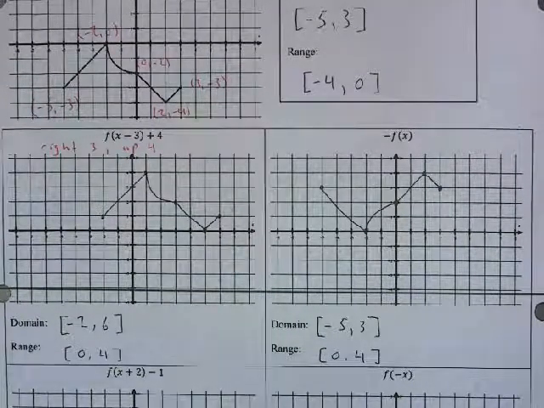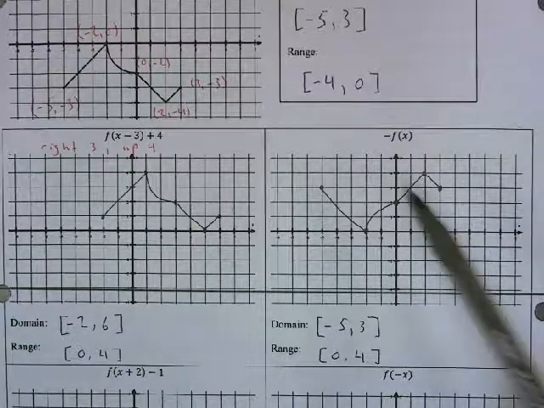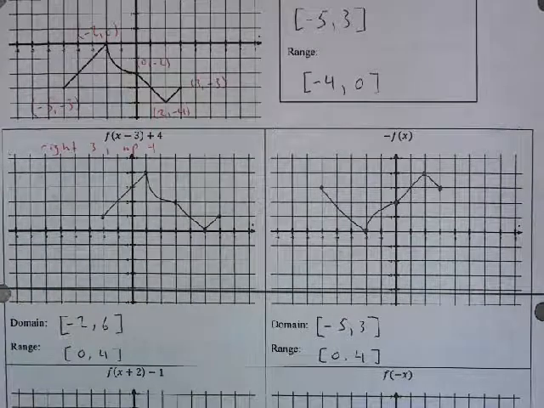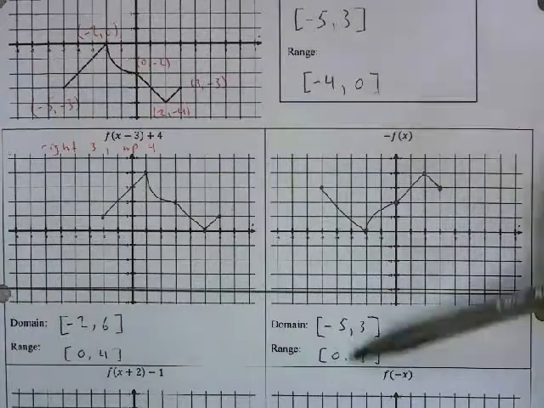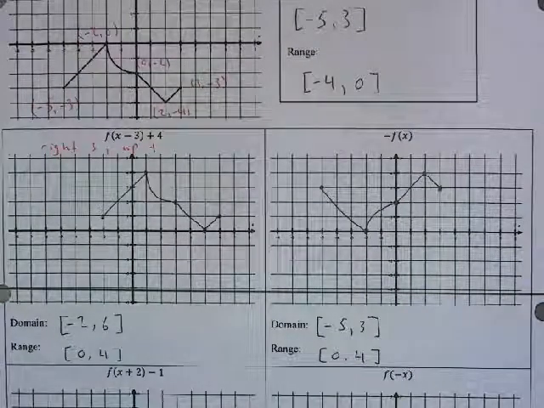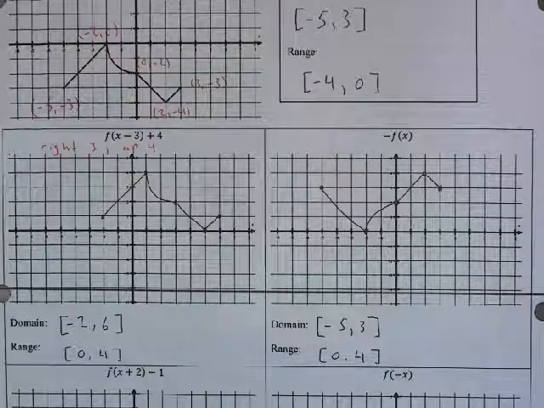And what happened to our range? Well, these numbers, they kind of flipped, right? It went from negative 4, 0 to 0, 4. So they kind of switched places and did the opposite of each other. Of course, the opposite of 0 is still 0, so that's a little bit of a tricky part there. But you can see there's a relationship between the domain and range. You do not need to memorize the relationships for these things. It's just kind of neat to point out.